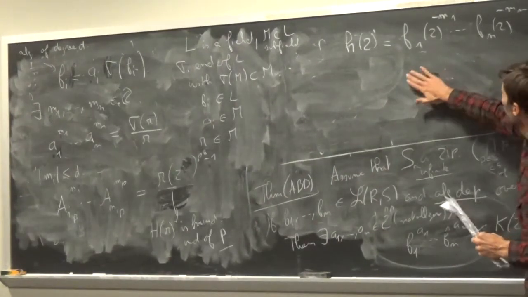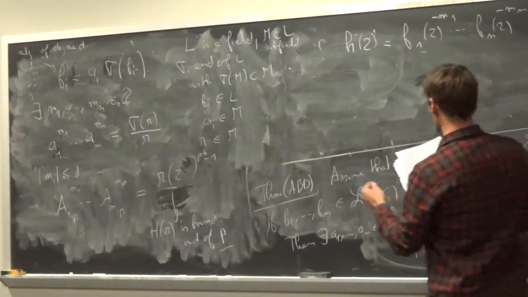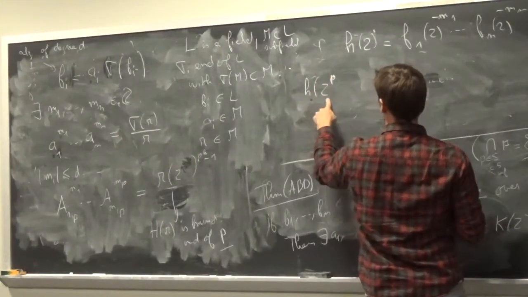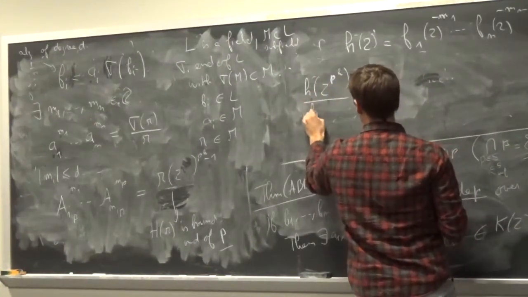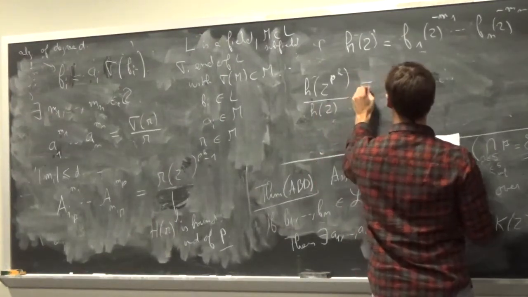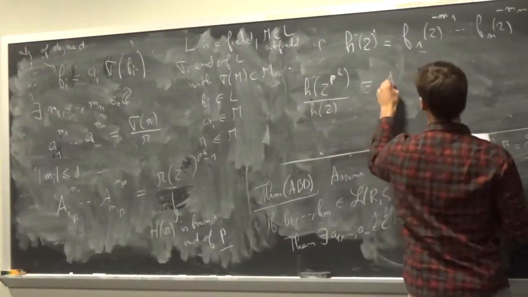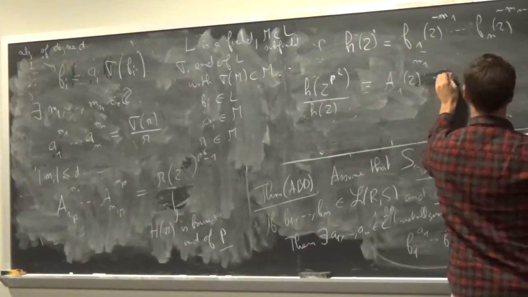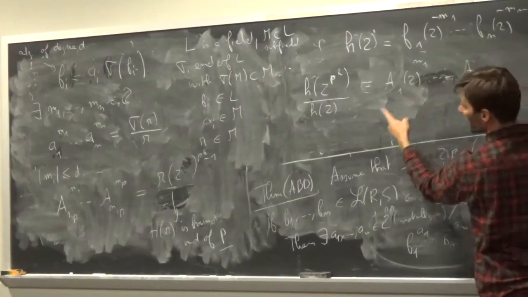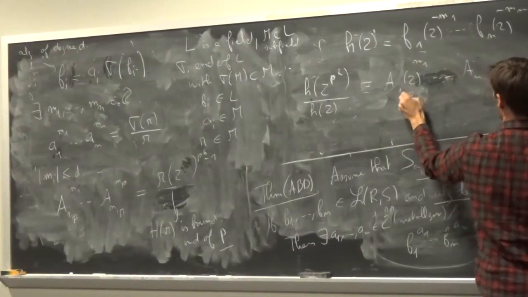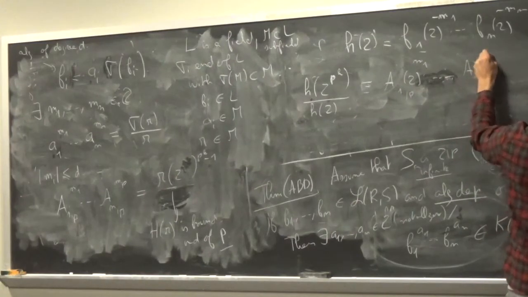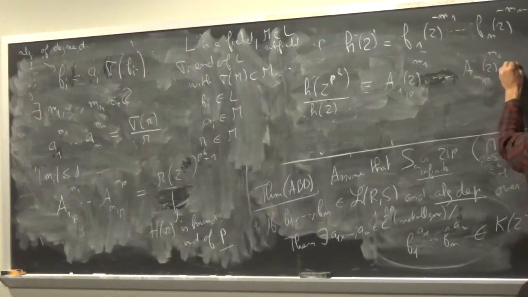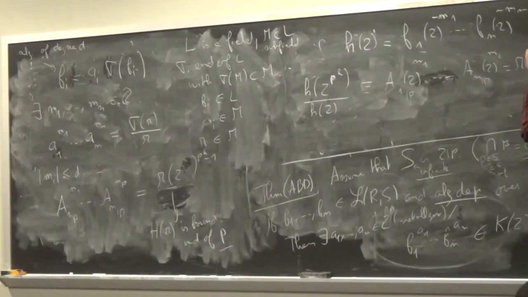And so if you get this H of Z, it satisfies H of z^(p^k) over H of Z is just this product a_1 of Z to the m_1 up to a_n of Z to the m_n, and this is just R of Z to the p^k minus 1.